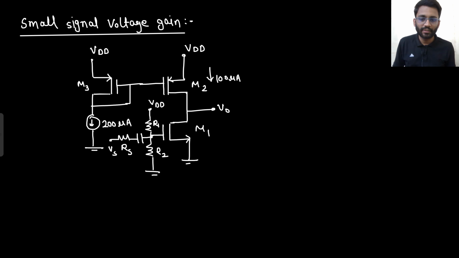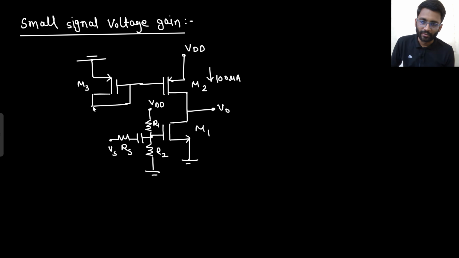So for finding the small signal voltage gain, what do we do? This supply will be shorted. So this will be shorted. What will happen to this current source? This will be open circuited. This current source will be open circuited. This circuit will be reduced to something like this. Say yes or no. Are you agreeing to my point?